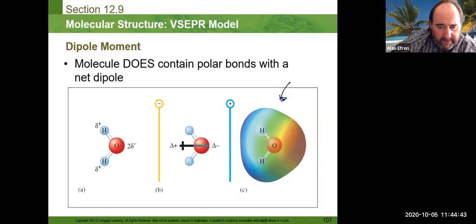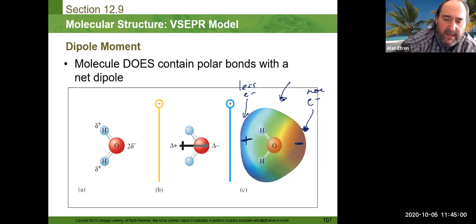The darker area here that's more red is more electrons, so more electron area. The bluish area is a colder area, so that's fewer electrons. And that's why we say the hydrogen side of water is more positive and the oxygen side is more negative, because of that difference. So when you see those color models, that's showing where the electrons are.